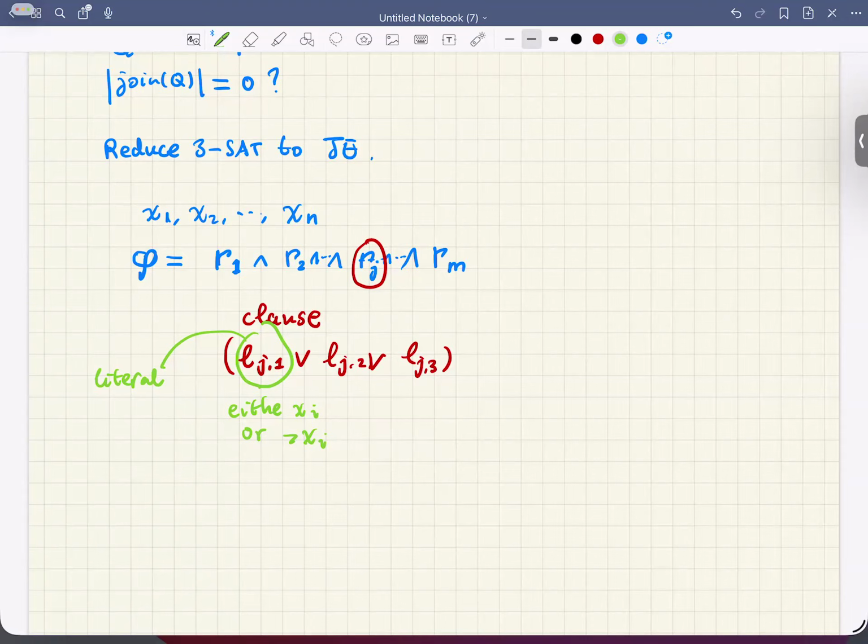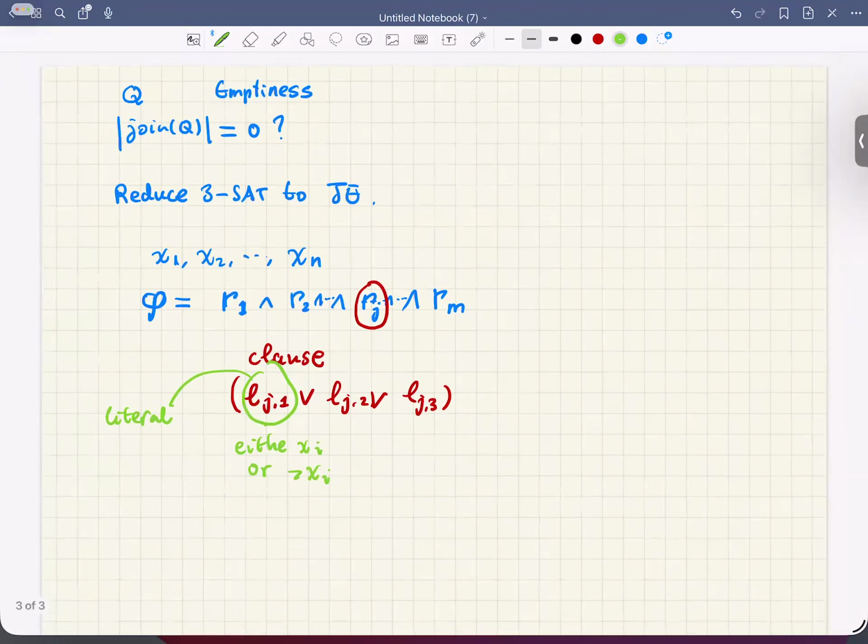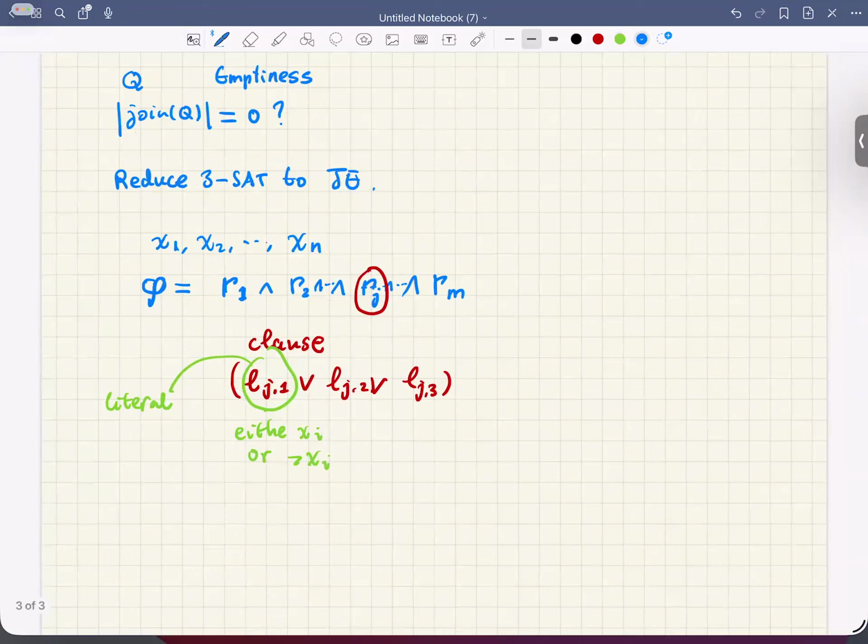By the way, the jargon: people don't say value assignment; they say truth assignment. So I'm going to use the phrase truth assignment. By truth assignment, I mean you set each xi to either 1 or 0, so that phi evaluates to 1, which means phi is satisfied. So this problem is NP-hard.